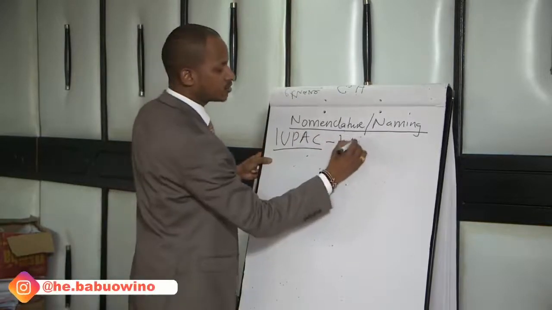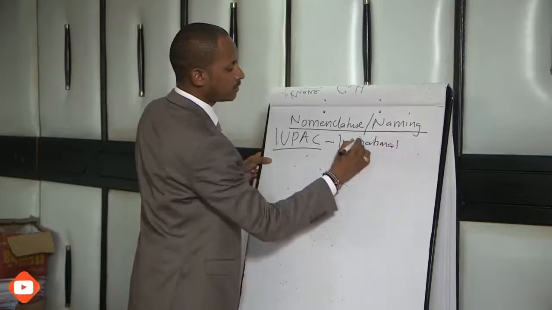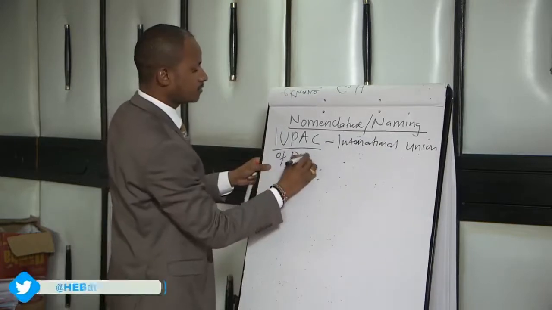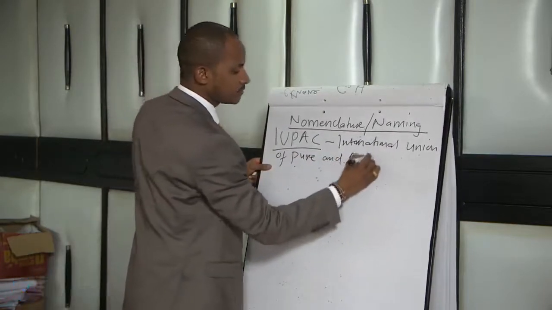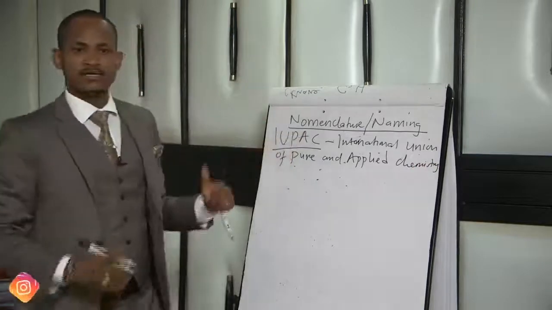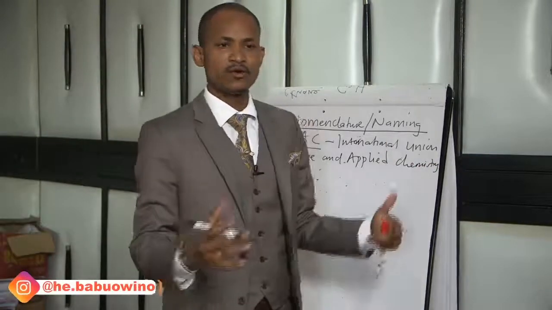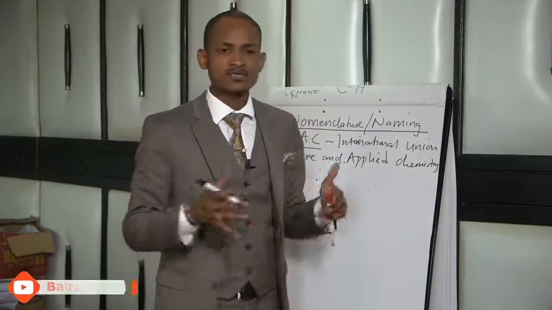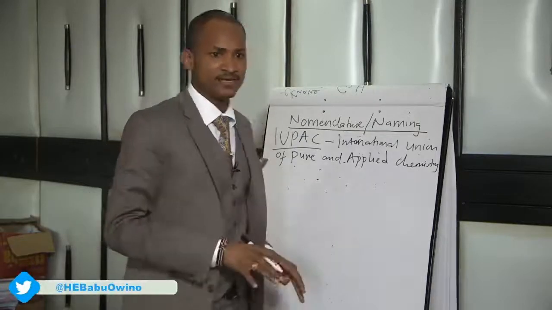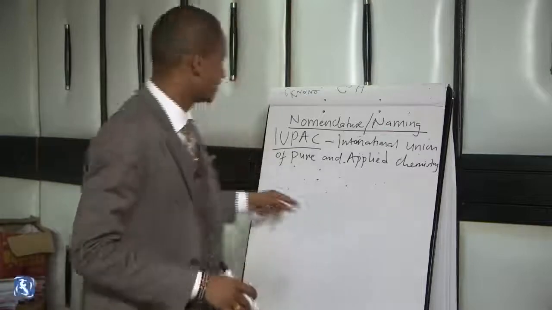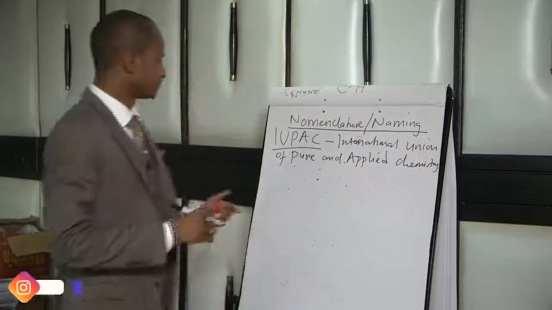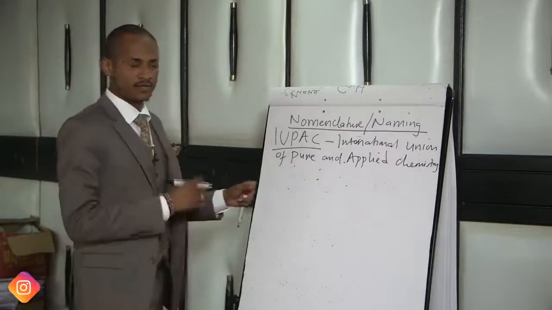IUPAC is the International Union of Pure and Applied Chemistry. IUPAC is like the ID name, like Paul Owino Babu Ongeli is the ID name. They are those names that you are given by your parents from home, daddy, mami. Those are not names in the ID. So the ID name for chemistry is called IUPAC, the International Union of Pure and Applied Chemistry. Together?